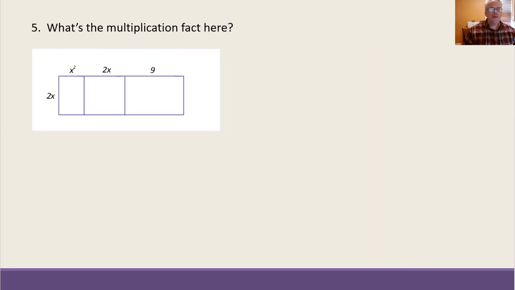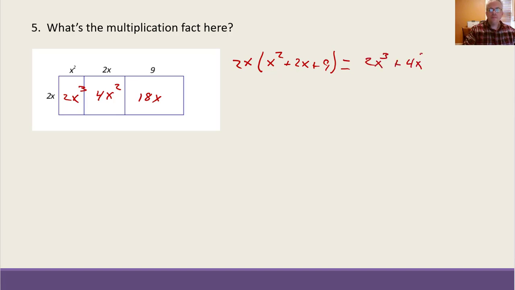All right, let's take a look at this one. The width only has one term, so that's 2x. That's the total width. The length is the sum of these 3 terms. X squared plus 2x plus 9 equals. Let's find the area of each piece. 2x cubed, 4x squared, 18x. That's what goes here. Done. That's our multiplication fact.